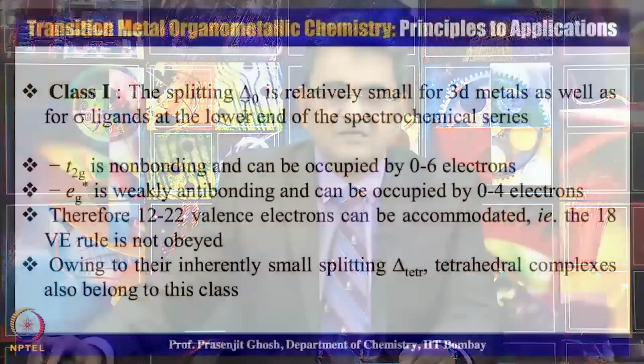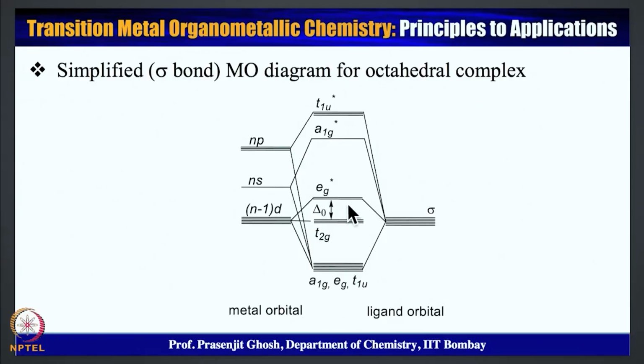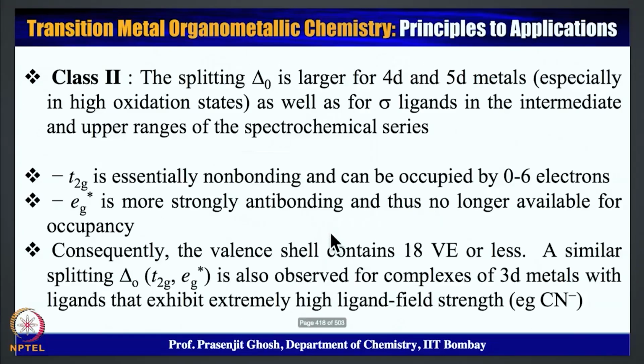So, what we saw is that there is so much space for types of compounds to exist beyond the 18 electron rule that we are all familiar with. We had also seen that the reason for this division into classes of organometallic compounds is particularly the delta O splitting. Class 1 are usually shown by 3d transition metals, for whom the delta O splitting is relatively small, and as a result the T2g is non-bonding and Eg star is weakly antibonding. So, Eg star may be populated, T2g is non-bonding, and as a result they can have anywhere between 12 to 22 electrons. So, they do not obey the 18 valence electron rule.